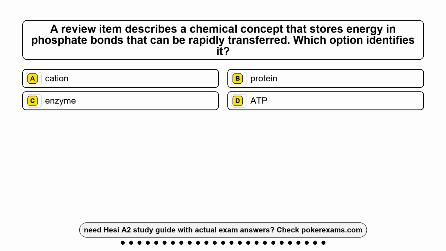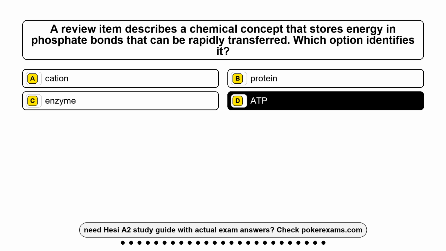Question 9. A review item describes a chemical concept that stores energy in phosphate bonds that can be rapidly transferred. Which option identifies it? Option A, cation. Option B, protein. Option C, enzyme. Option D, ATP. The correct answer is option D, ATP.